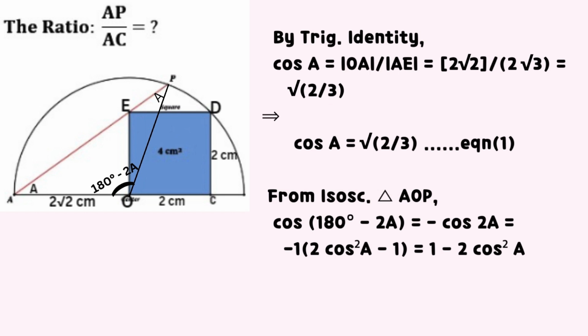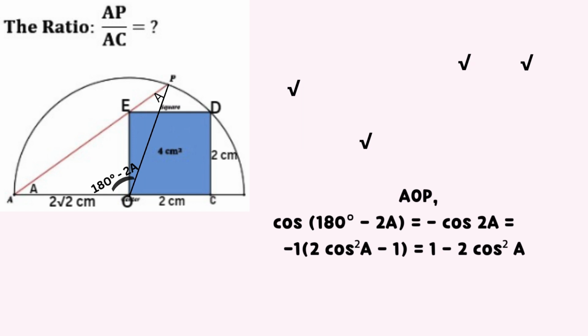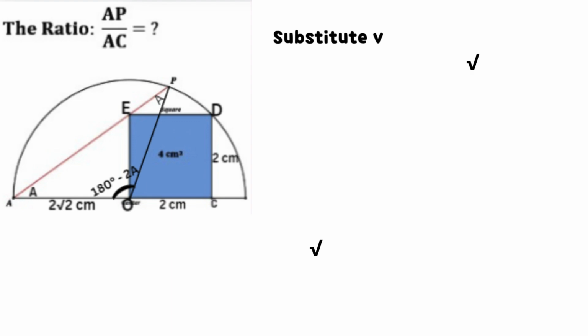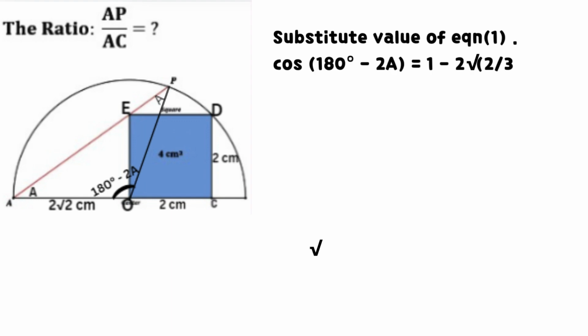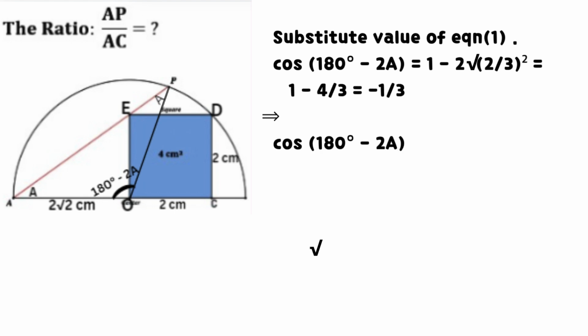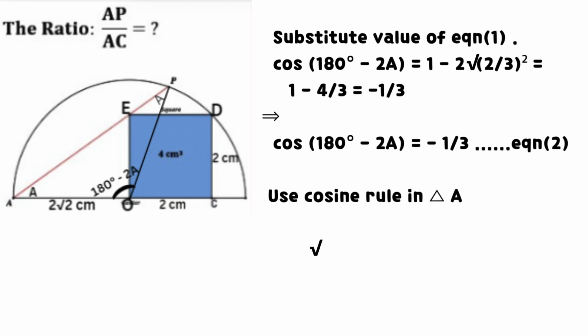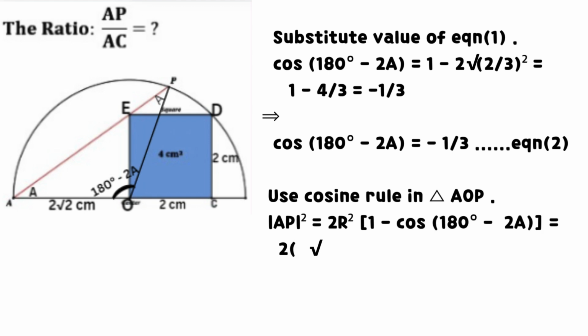From isosceles triangle AOP, cosine of 180 degrees minus 2 times A equals negative cosine 2 times A, which equals 1 minus 2 times the square of cosine A. Substitute value of equation 1 and simplify. We have that cosine of 180 degrees minus 2 times A equals negative 1 divided by 3. We call it equation 2.